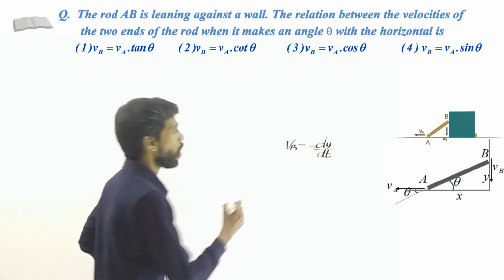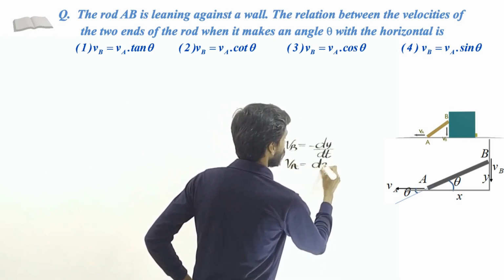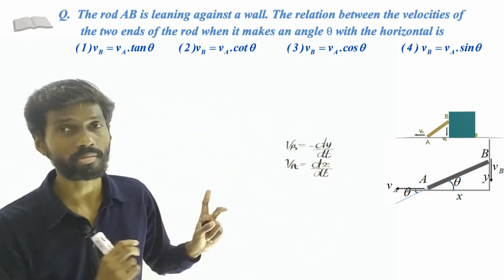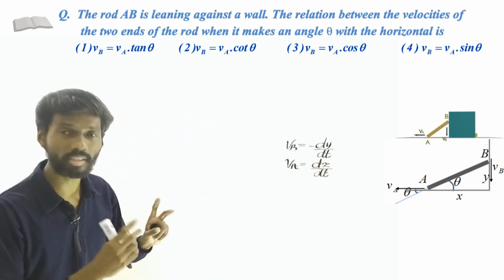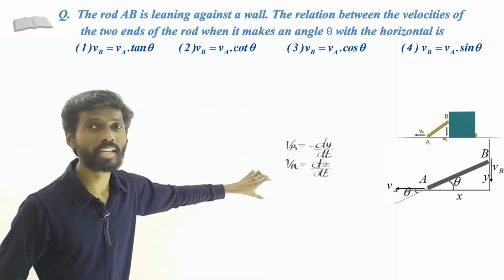So VA equals the rate of change of the value of X. As X increases, the position of A changes, so the rate at which X increases is the velocity of A. Similarly for the point B. So this is the relation.